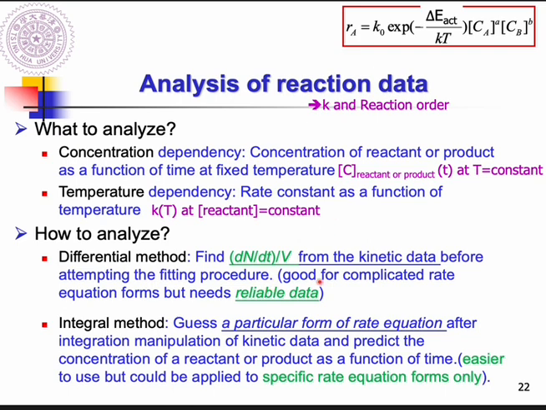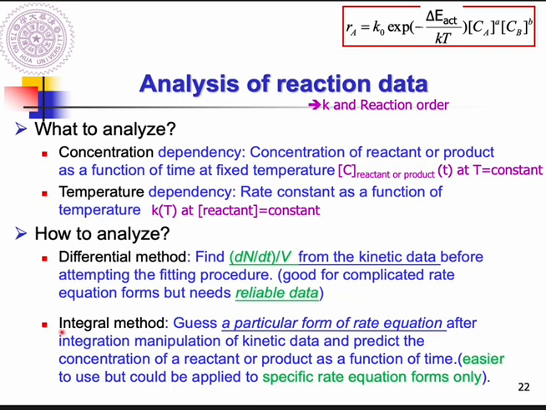So in this case, it is good for complicated rate equation forms, but it needs reliable data. It means you need to measure the concentration of reactants or products accurately. Otherwise, as you know, we consider the slope, right? As long as there's a variation in your data points, that will result in a bigger variation in the slope. So finally, you cannot get a correct or accurate reaction order.